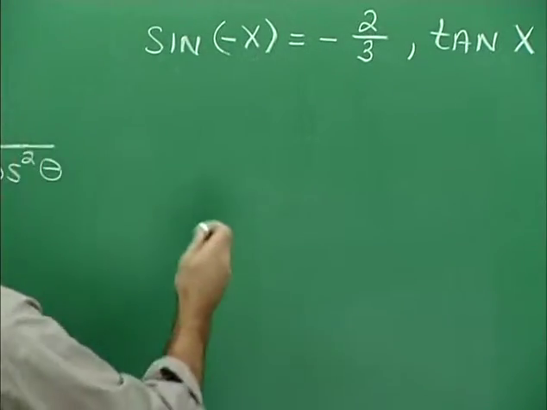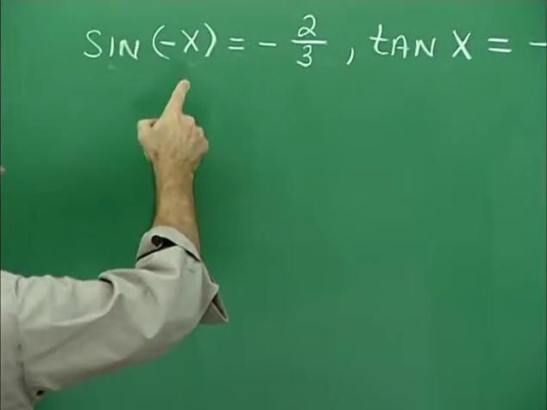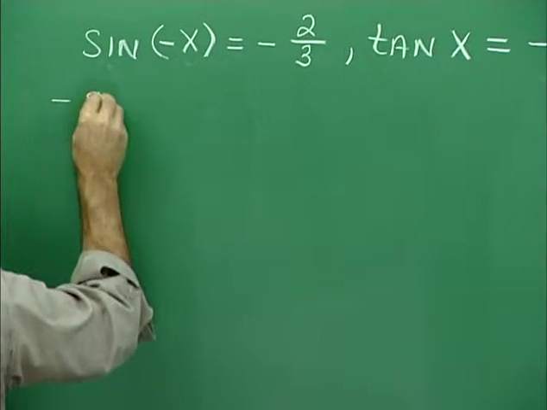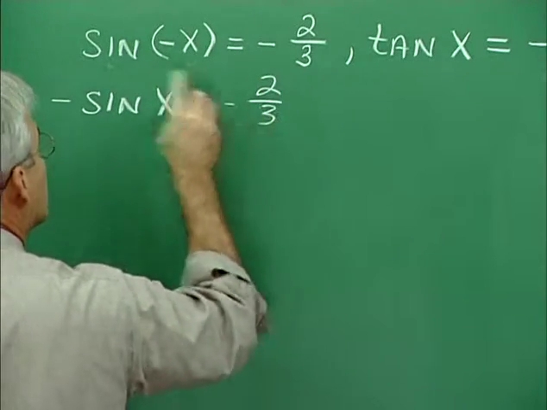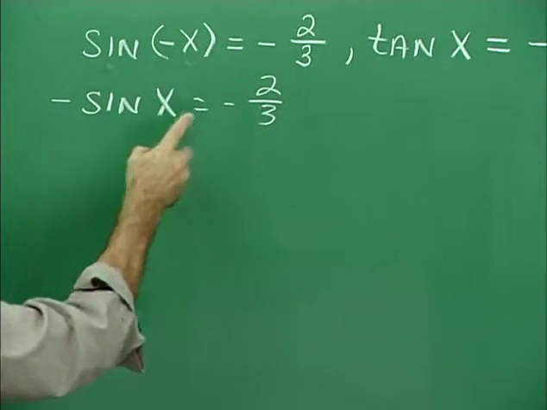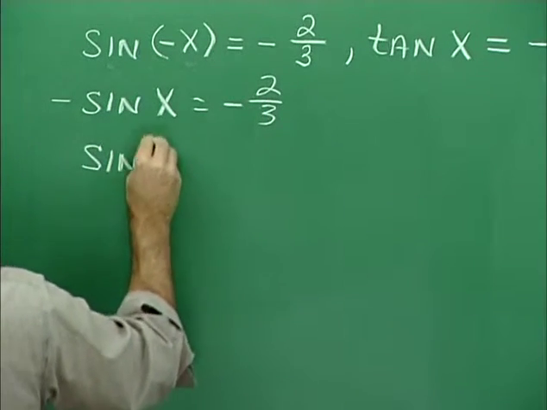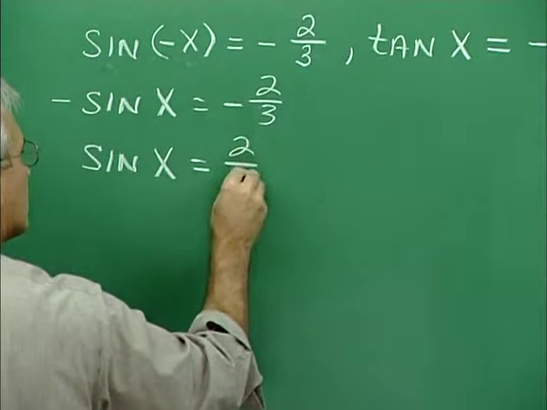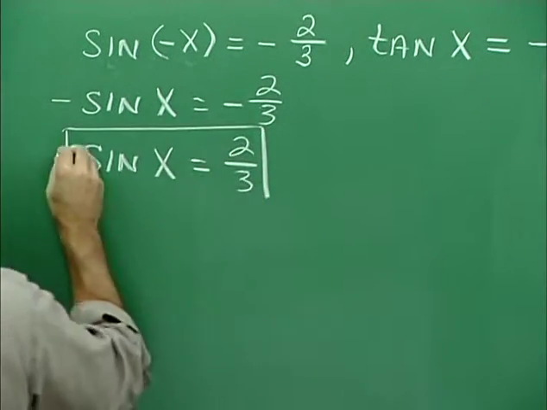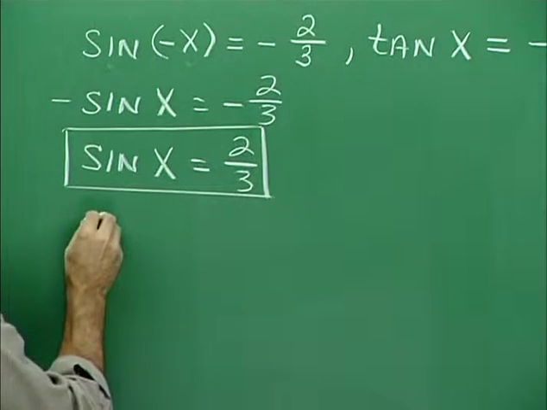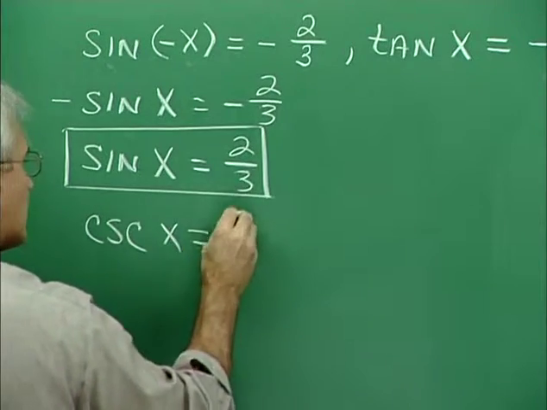All right, as soon as we have the sine of negative x, the sine of negative x is equal to the negative of sine of x, so the negative of sine x is equal to negative 2/3. You see, those mean the same thing. So let's see, the minus signs can go out. So sine x then is 2/3. Good. That's our first one, simplified. Cosecant then is the reciprocal.